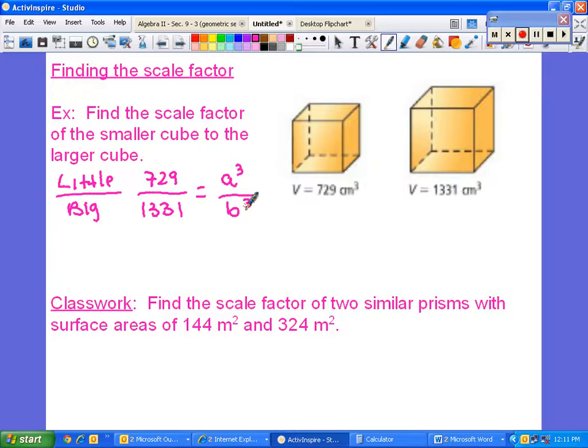Now all your scientific calculators do this. So all you have to do is find the cube root of 729, which is 9, and the cube root of 1331, which is 11. So the scale factor for these two figures is 9 to 11. Okay?